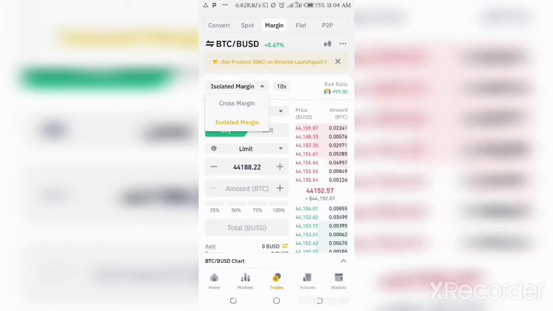So with isolated margin, the main difference is when we come to trading, there is what we call liquidation price. Your liquidation price for isolated margin will depend on the money you used for that trade. Like when you place a trade, let's say you buy BTC for $40. So that $40 you used to purchase will be the one that will keep that trade ongoing.